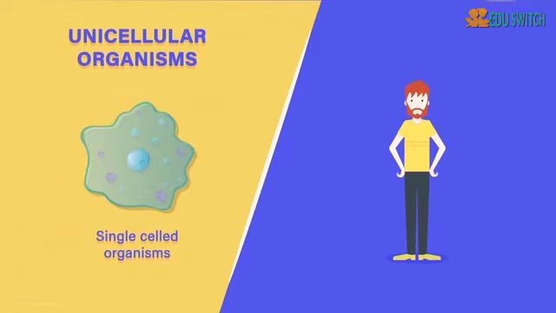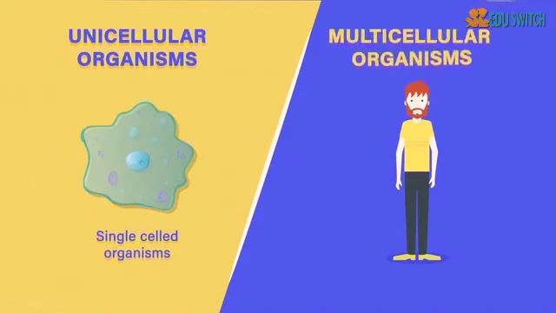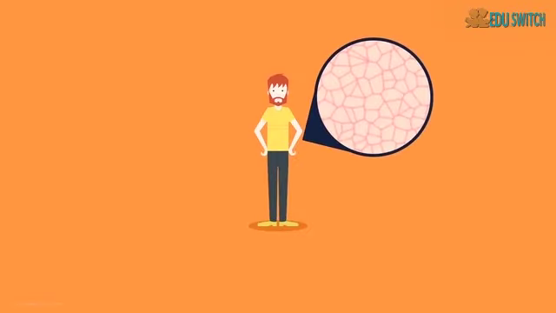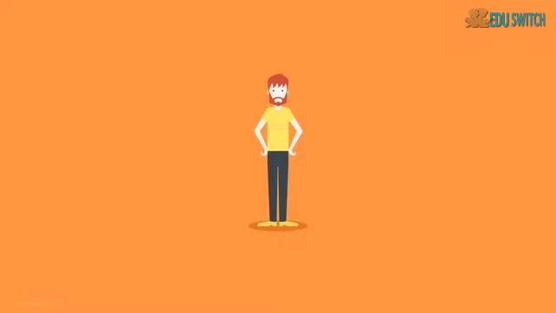What are organisms like us called then? We belong to the category of multicellular organisms. Those having several cells to make up the body are called multicellular organisms. Now the next important question is, if there are so many cells in our body, then are all of them exactly the same? Of course not.